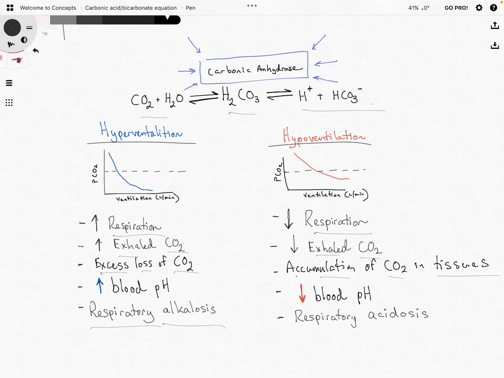This is going to lead to accumulation of carbon dioxide in tissues. Ultimately, we're going to see a drop in blood pH. We're going to become more acidic because there's going to be more carbon dioxide in the tissue fluids, in the blood plasma, in these red blood cells. So that's going to lead to more carbonic acid, more hydrogen ions and bicarbonate ions, and that's going to lead to a drop in blood pH. And this is referred to as respiratory acidosis.